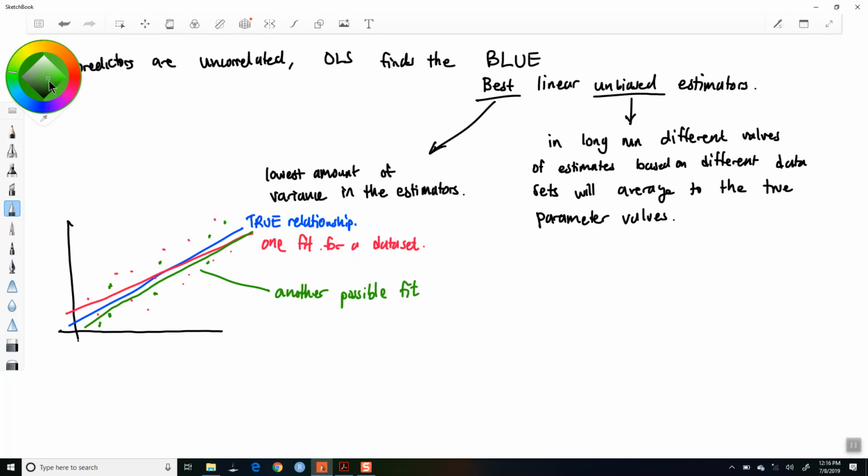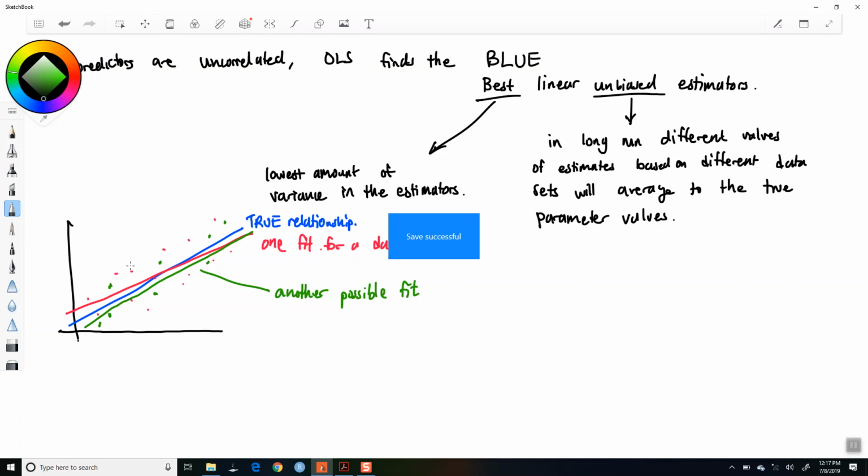What this says is that the variation we see between one fit and another will be the least if we're going for unbiased estimates. Unbiased means that in the long run, if I take different fits based on different random data sets around the true model, and I average the green line and the pink line or whatever it is, and do this a whole bunch of times, all of those averages will be the true relationship. That's the unbiased part. The best part is that the values will vary as little as possible.